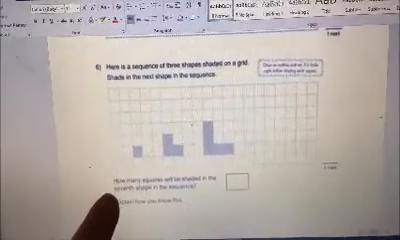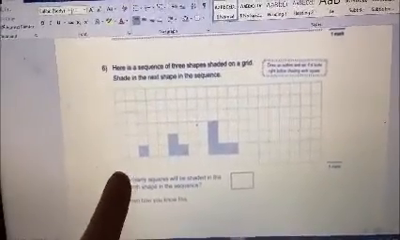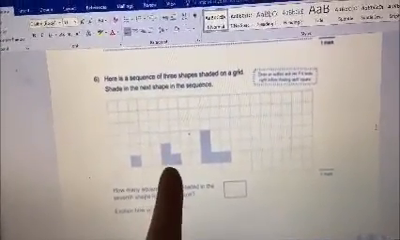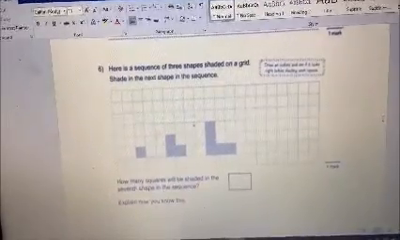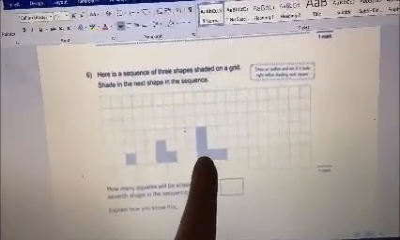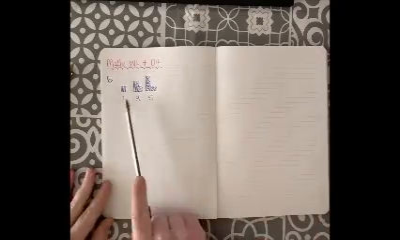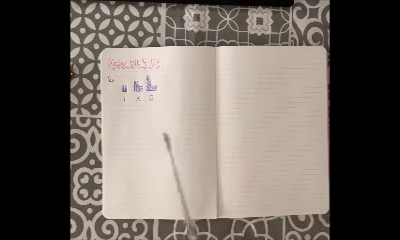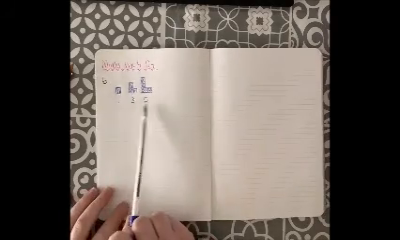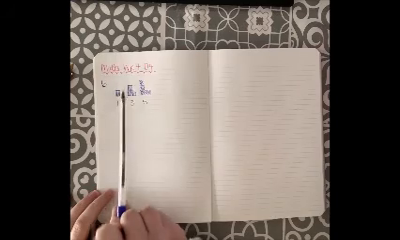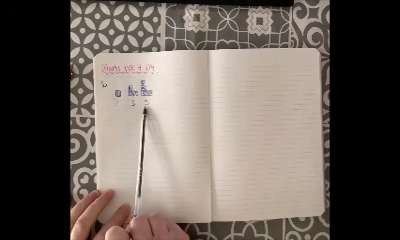So for the first number in our sequence, we know this is 1 because there's only 1 square shaded. For the next one, it's 3, there's 3 squares shaded, and then the next one is 1, 2, 3, 4, 5, there's 5 squares shaded. All I have done is drawn the diagram in my notebook and then written the corresponding numbers in the sequence. So we had 1 square shaded, 3 squares, and then 5 squares.